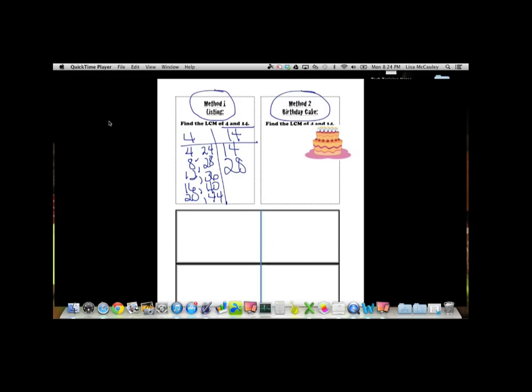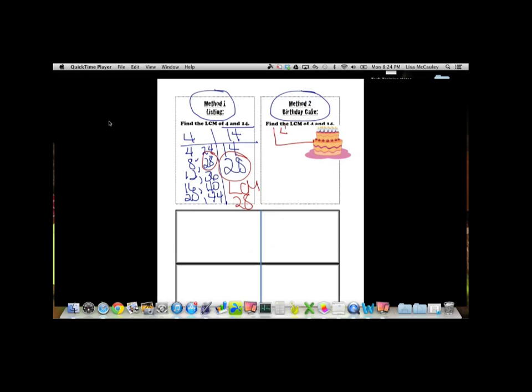There is a 28 in the 4 column, so that is my LCM. Okay, LCM is 28. Now, let's go look at the cake method and see if that's any easier. Because as you can see, we could make mistakes on the other way with the listing if we forget to list something. So let's do the cake like we always do.